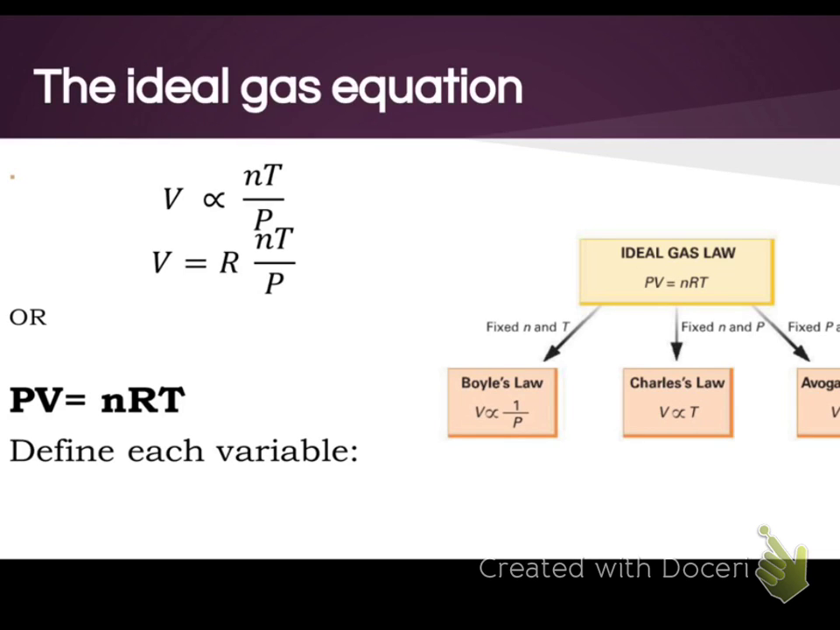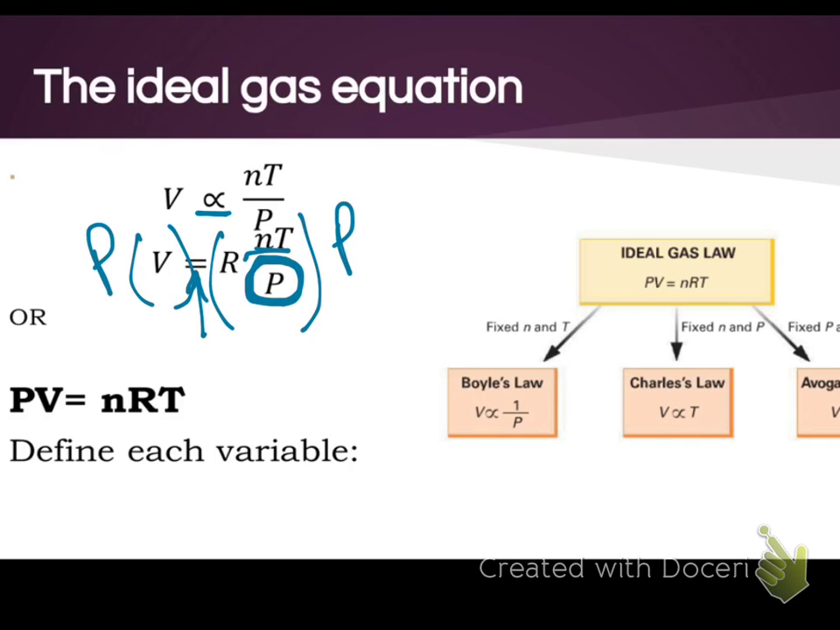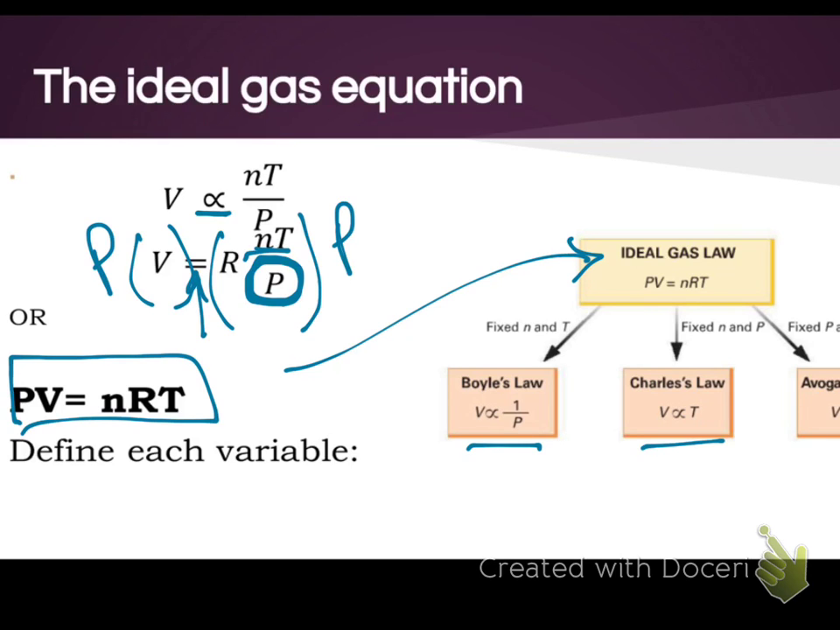So all I have to do to go from a proportionality to an equals sign is put R as a factor here. So now the equation becomes V equals R times NT divided by P. Now, we don't really like things in the bottom of a fraction, so instead, we're going to multiply both sides by P. And we get this equation, PV equals nRT. This is called the ideal gas law, and it's a kind of a combination of Boyle's law, Charles' law, and Avogadro's law.